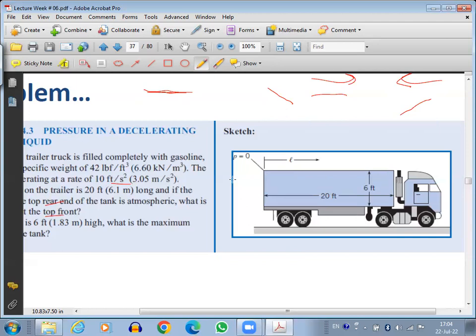The tank was in motion and suddenly a person put the brake. अब वो ब्रेक डाल रहा है तो टैंक बहुत तेजी से स्लो होगा. Because of the slowing effect of the tank, acceleration हमारे पास यूं हो जाएगी, right? और जो constant pressure line है वो हमारे पास किस तरीके से होगी, वो हमारे पास यूं हो जाएगी constant pressure line.